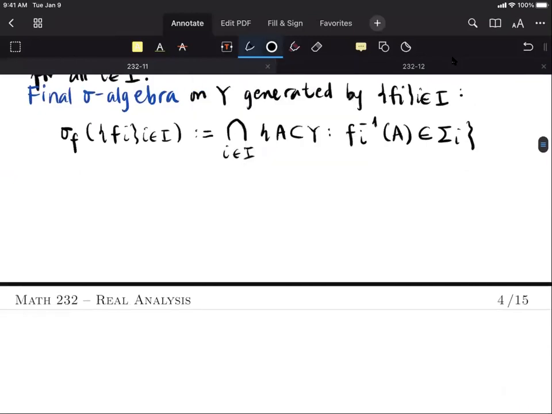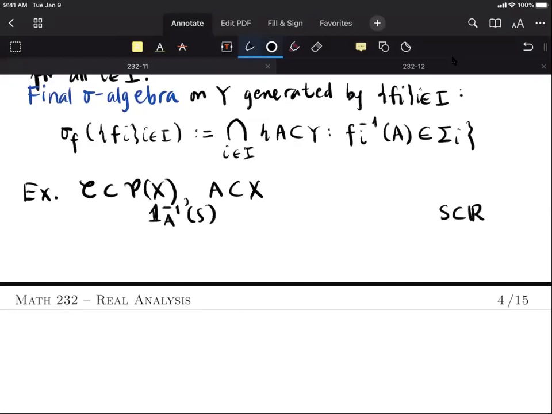Let us give some examples. So suppose I have a collection C of subsets of X, in other words, a subset of the power set of a set X. Let us consider the indicator function, and look at the inverse image of the indicator function of a subset S in R. Depending on whether S contains 0 or 1 or both or neither, you can see that this inverse image is either the empty set, the whole set, the set A, or its complement.